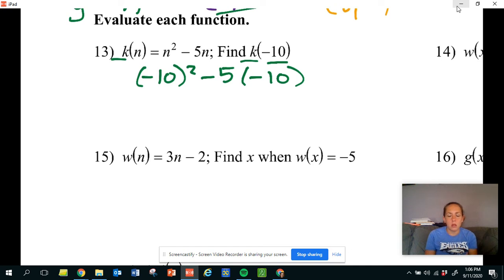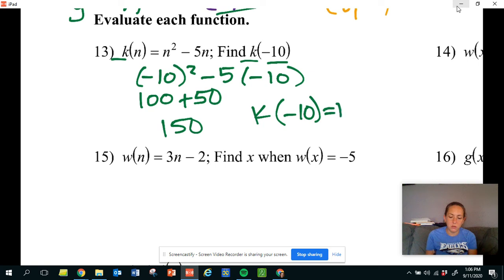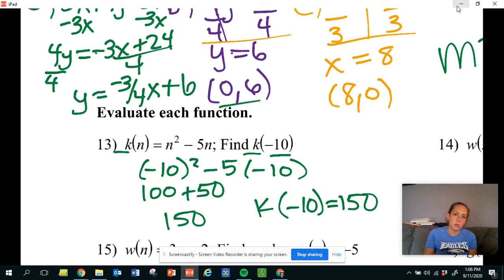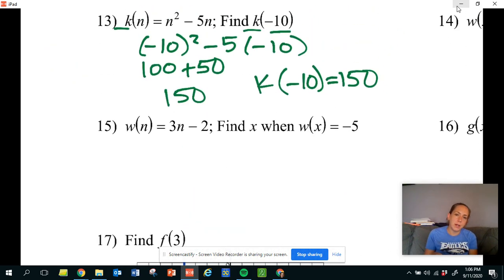So if I'm doing this, negative 10 squared would be positive 100. Negative 5 times negative 10 is 50. And I add those together to get 150. So that means that k of negative 10 equals 150. Number 15, this should say, ooh, oh, that was an accident. Okay.